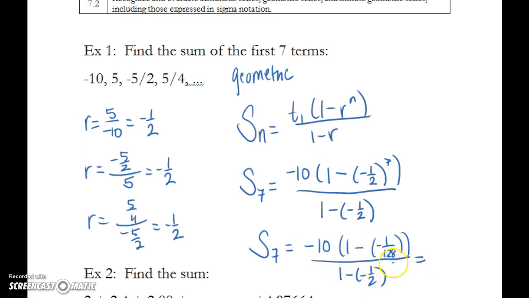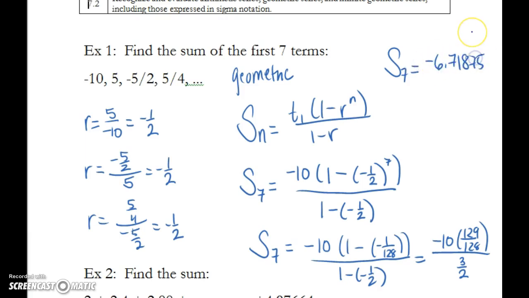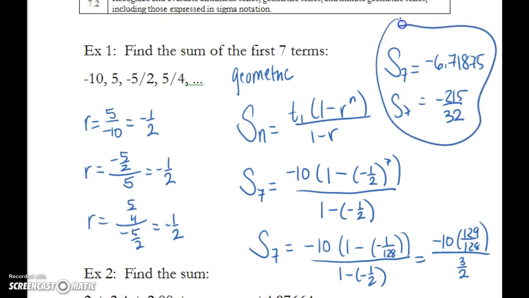So if I add them together, again, I can do this as a fraction or a decimal, but you know your fraction key on your calculator, so use it for precision. 129/128, and then 1 minus negative 1/2 is 3/2. And then just finish off on your calculator. Your sum for the first 7 terms ends up being negative 6.71875, or negative 215/32, which in my opinion is definitely a nicer looking answer.